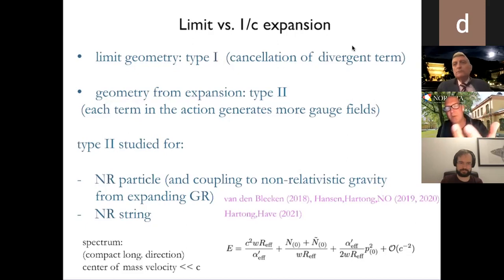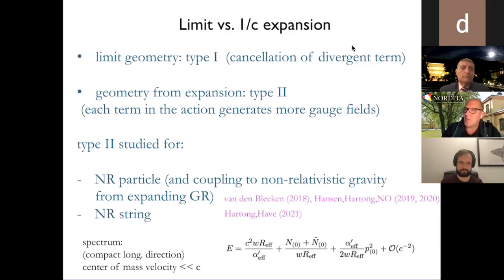You can also get non-relativistic geometries from expansion. So not a strict c going to infinity limit, but just take an action and assume some analytic behavior in c, the speed of light, and order by order compute terms in the action. At each order, you will then see more and more gauge fields that ultimately should resum into the full relativistic metric, for example, if you do gravity. Again, for lack of creativity, we call that way of doing type 2.